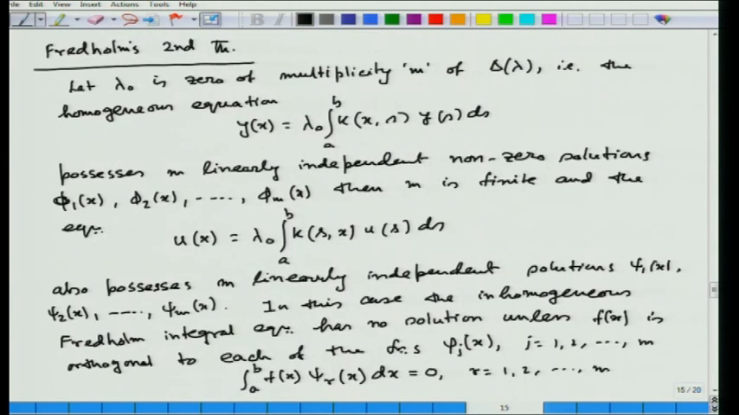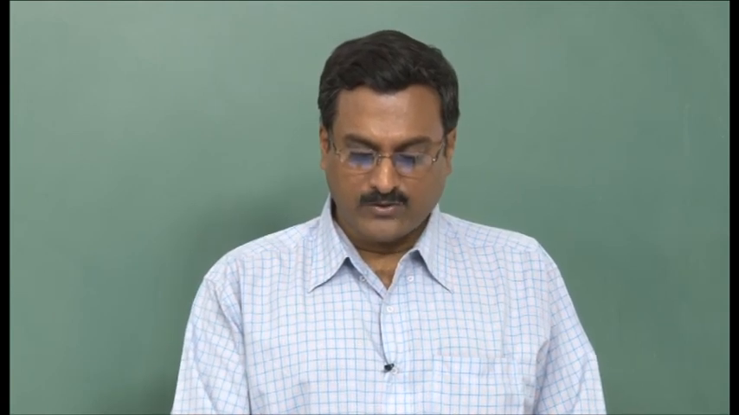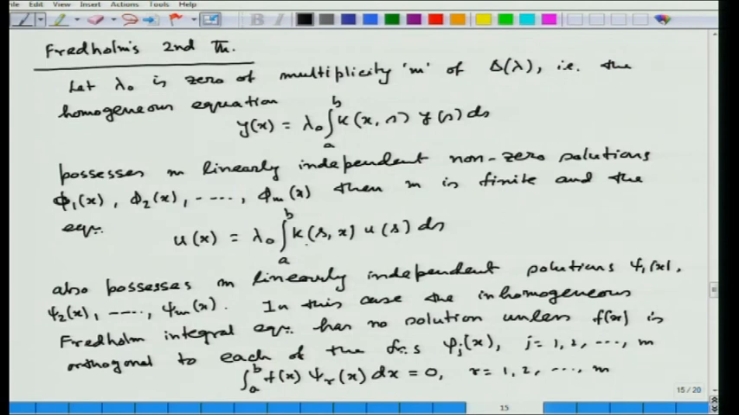So, we will have a non-trivial solution whenever this condition, that is integral from a to b of f(x) psi r(x) dx equal to 0, holds. That means this f(x) is orthogonal to each of the eigenfunctions psi 1(x), psi 2(x) up to psi m(x), and these are the eigenfunctions of the problem defined by u(x) = lambda 0 integral from a to b of k(s, x) u(s) ds.